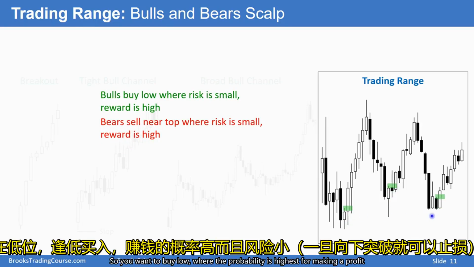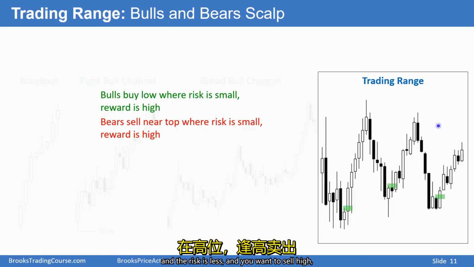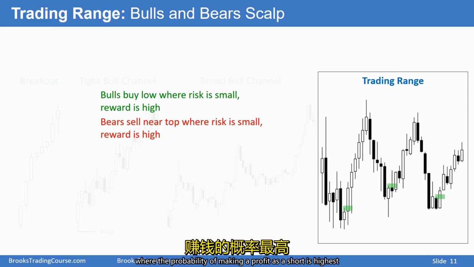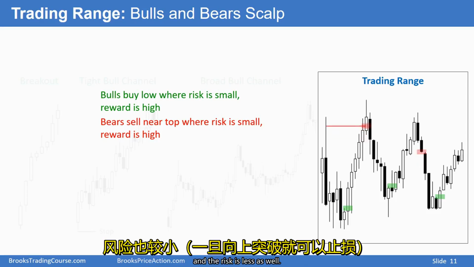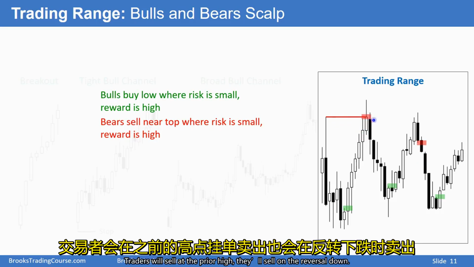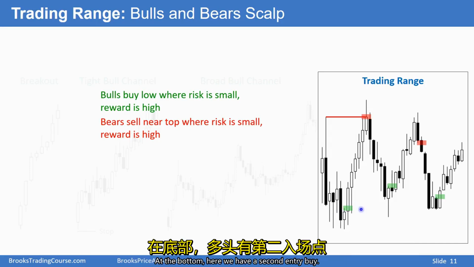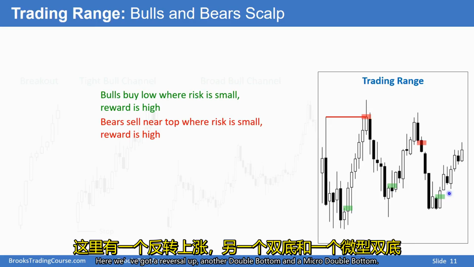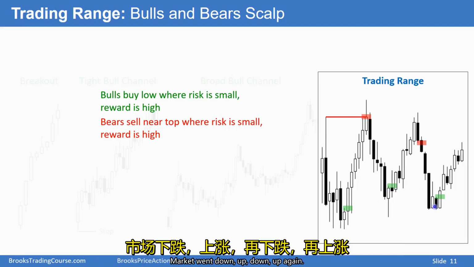So you want to buy low where the probability is highest for making a profit and the risk is less, and you want to sell high where the probability of making a profit as a short is highest and the risk is less as well. Traders will sell at the prior high. They'll sell on a reversal down. At the bottom, here we have a second entry buy. Here we got a reversal up, another double bottom and a micro double bottom. Market went down, up again.